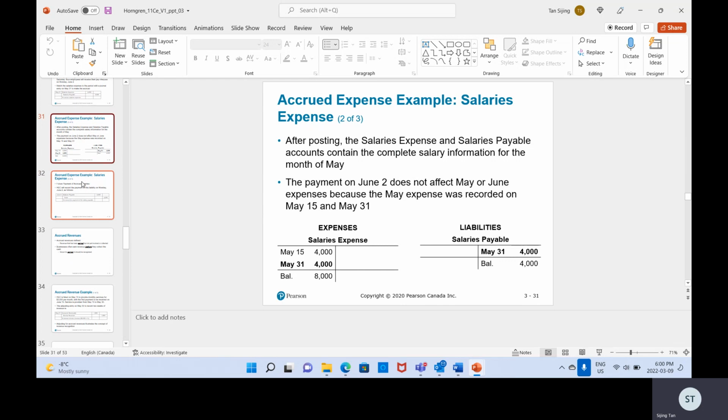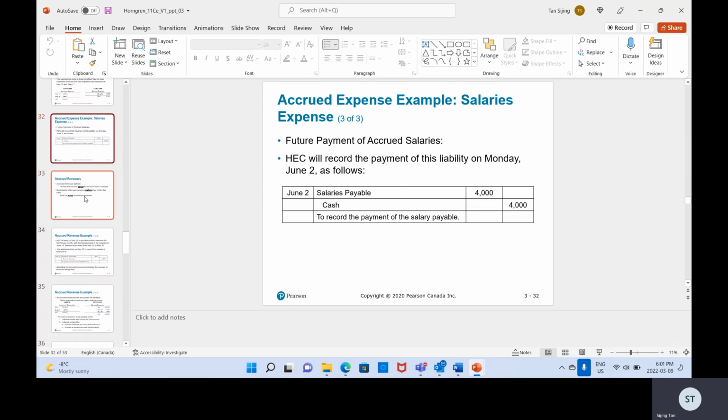After posting, the payment on June 2nd does not affect May or June expenses because the May expenses were recorded on May 15th and May 31st. In the T accounts on May 31st, salary expenses increased $4,000, and liability increased $4,000. Now, the next month, June 2nd, the company finally made the payment to the two employees. We need to record the payment. Our cash decreased $4,000, and salary payable decreased. We go to debit because the liability decreased $4,000.